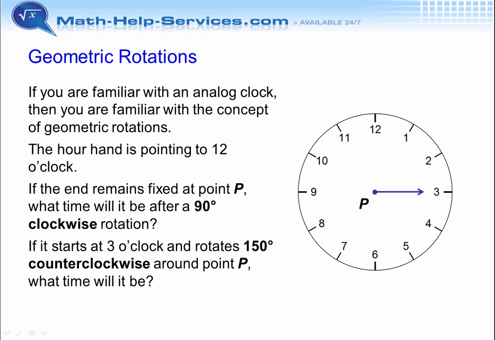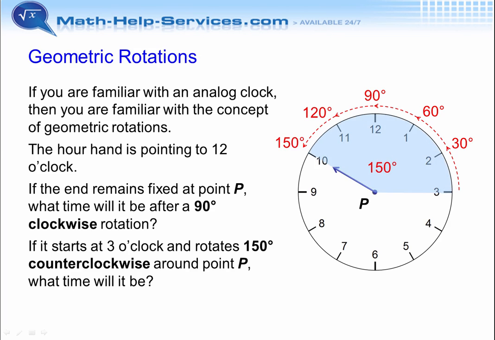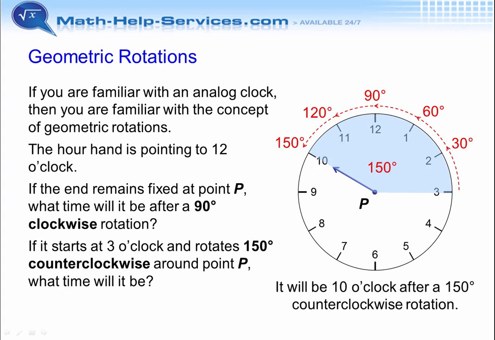If it starts at 3 o'clock and rotates 150 degrees counterclockwise around point P, what time will it be? Well, let's see. We're going counterclockwise now. We have to go 150 degrees, which is right here. It will be 10 o'clock after a 150-degree counterclockwise rotation.